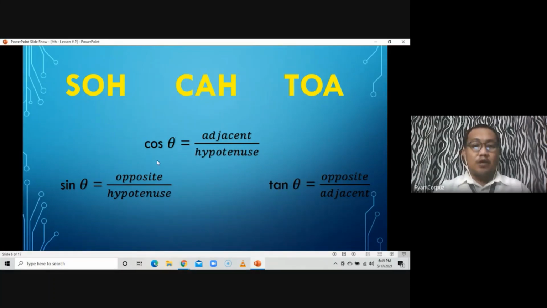So we made use of a symbol na tinatawag natin theta. That theta is a Greek letter. Pwede natin siyang ipalit when we don't have a concrete name for the angle. Since wala naman tayong given triangle, we can make use of this Greek letter na theta. So again, the simple way of calling these first three trigonometric ratios so that we can easily remember it is yung tinatawag nating SOHCAHTOA.